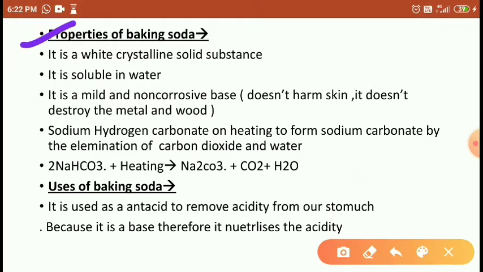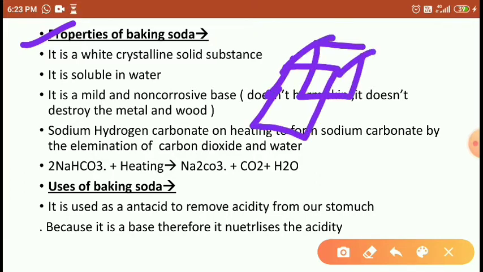Properties of baking soda. What are the properties when you look at baking soda? If I show you baking soda in a chemical lab, it looks like a white crystalline solid substance. Crystalline means, students, as we discussed last time, a cube-like structure, like the sugar particles or the salt particles present in our house. Like that only, a cube-like structure, that is the crystalline solid. Right students? Crystalline solid.